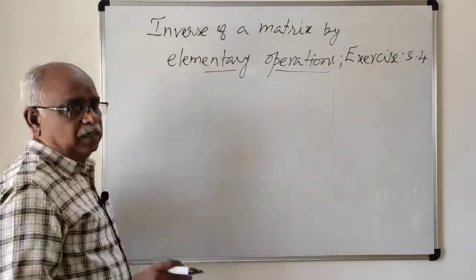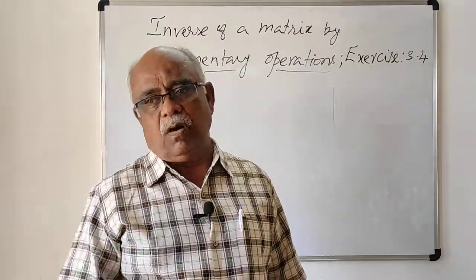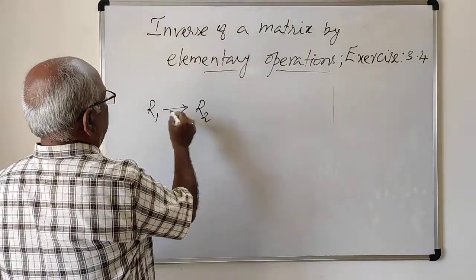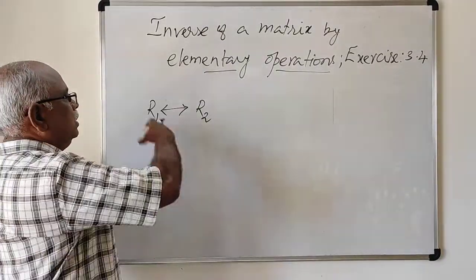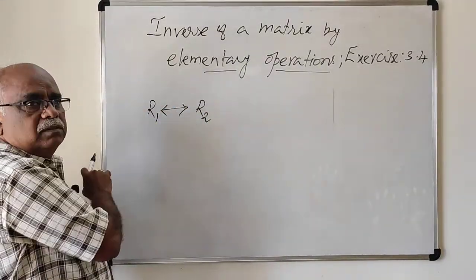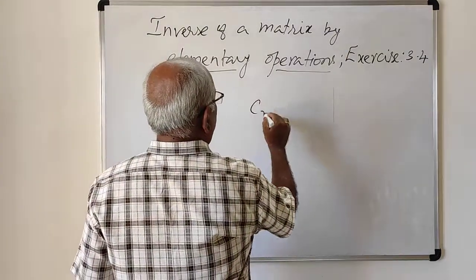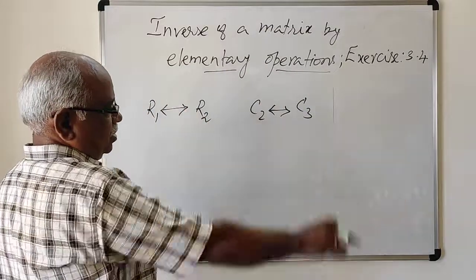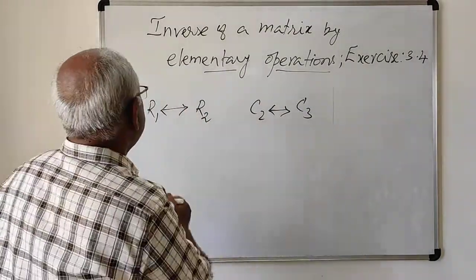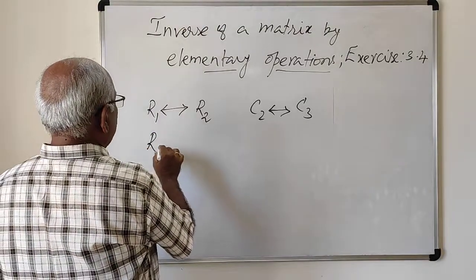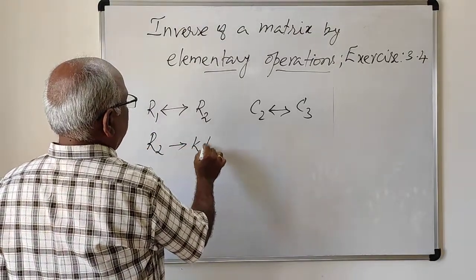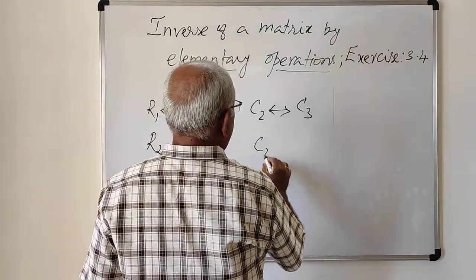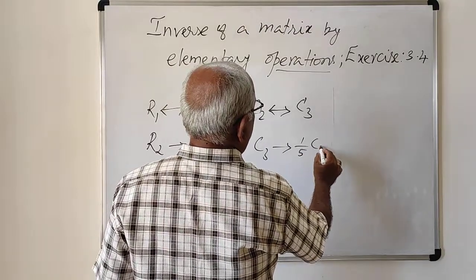We know the elementary operations. There are 3 operations on rows and 3 operations on columns. You have seen that any 2 rows or columns can be interchanged. R1 is interchanged with R2 and R2 in turn with R1, or column 2 and column 3 are interchanged. Any 2 rows or columns are interchanged. That is rule 1. And any row can be multiplied by a non-zero number. Similarly, any column can be multiplied by a non-zero number.